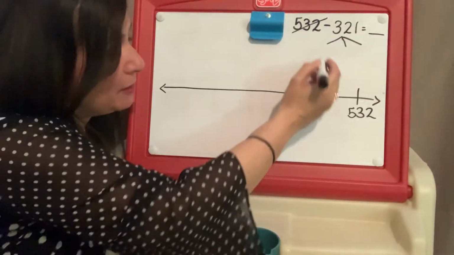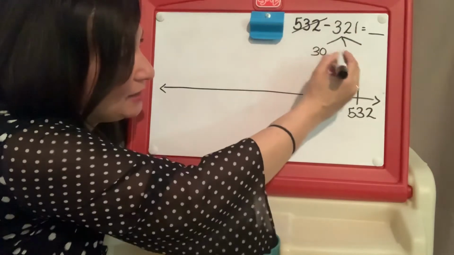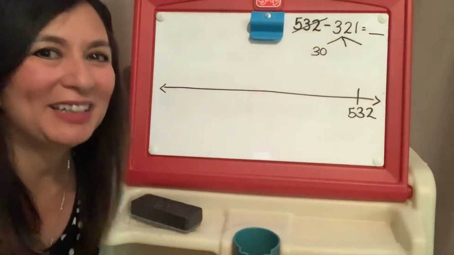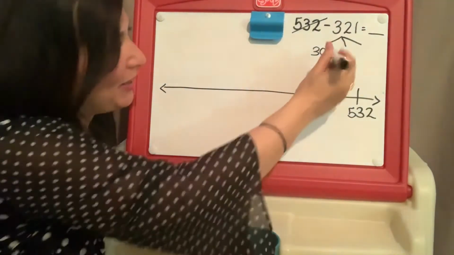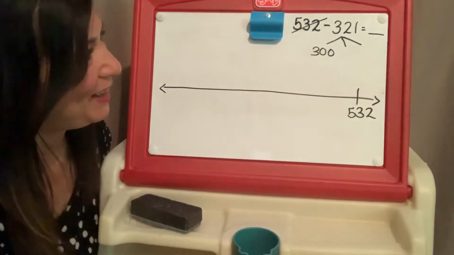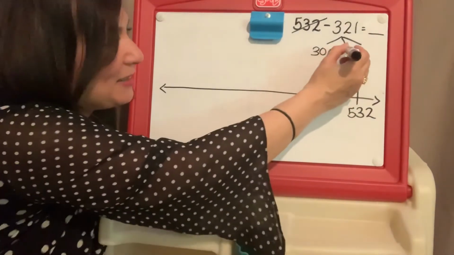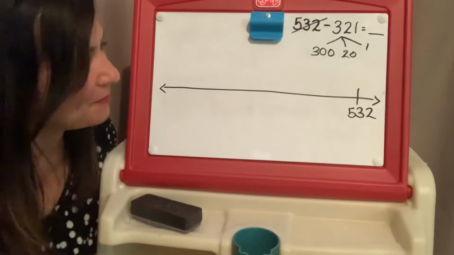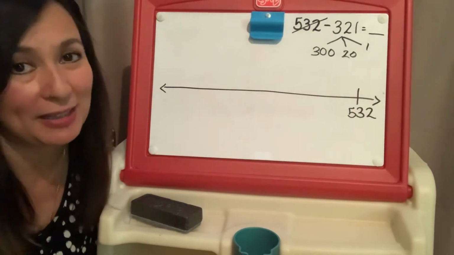The value of this 3 in the hundreds place is what, boys and girls? Say it. 300. Mrs. Keebles better slow down. All right. The value of the 2 in the tens place is, say it, 20. And then 1. All right. Now I need to jump back 300, 20, and 1.